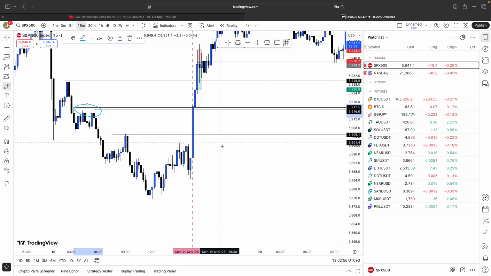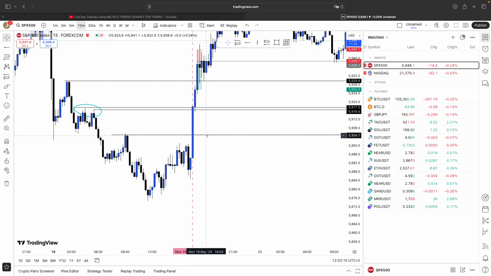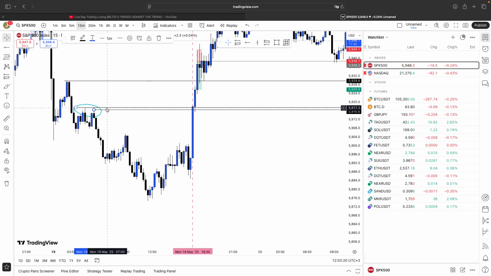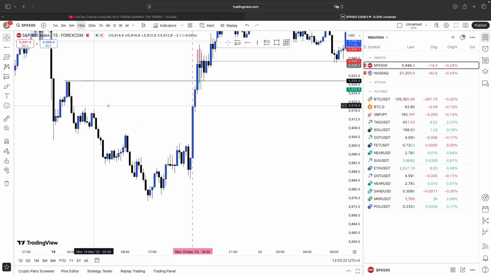My bias for the day was actually bullish, but I wanted to see a manipulation to the downside. But when market opened, we didn't sweep any low. So market decided to just rip straight to the upside. We swept one high after another, so let's just delete them. This one we swept, and then these equal highs, we also swept.